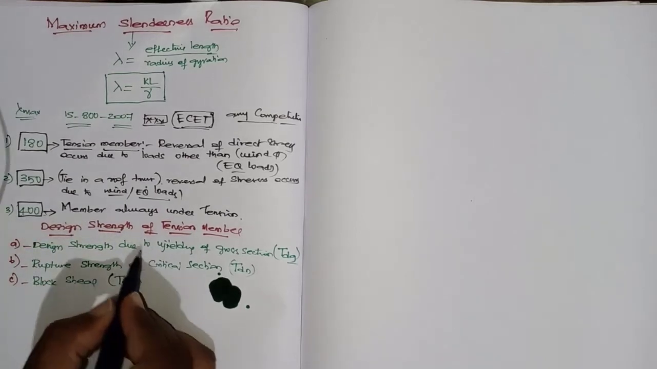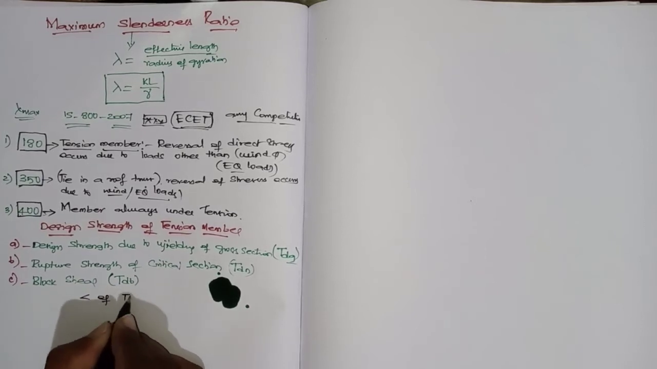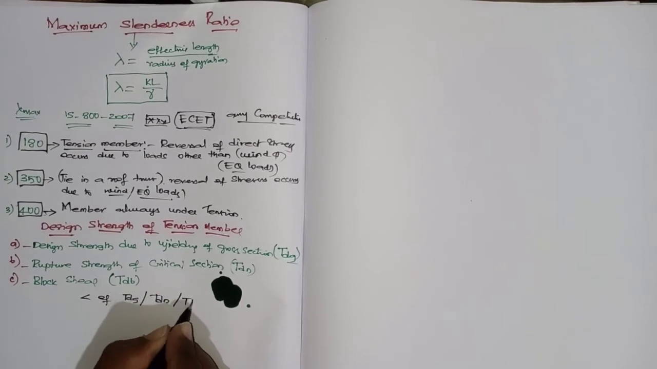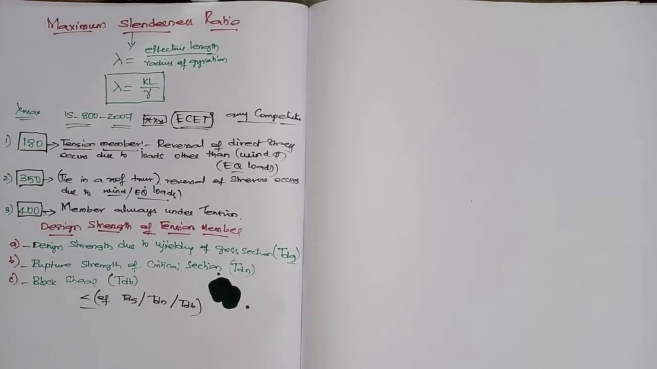Okay, the least of the three values, that is the lesser of TDG, TDN and TDB, will be considered as its tensile strength. It's a tensile strength.